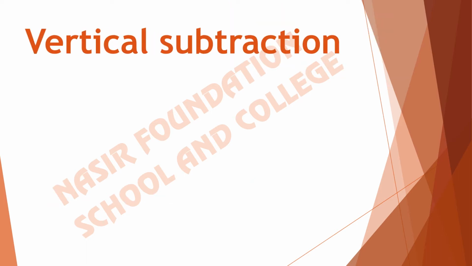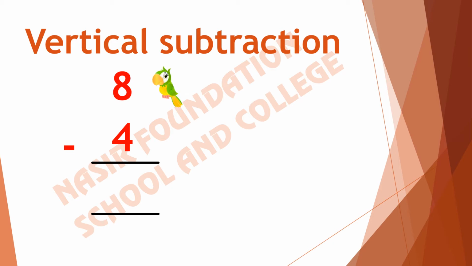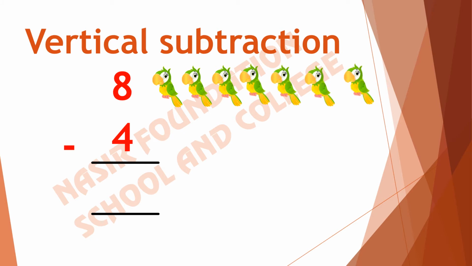Vertical subtraction. Now we will write the numbers in vertical form and we will subtract by showing this symbol. Now count the shapes. 1, 2, 3, 4, 5, 6, 7, 8. Out of 8 we have to subtract 4. 1, 2, 3, 4. And here we are left with 1, 2, 3, 4. Here we are left with 4.